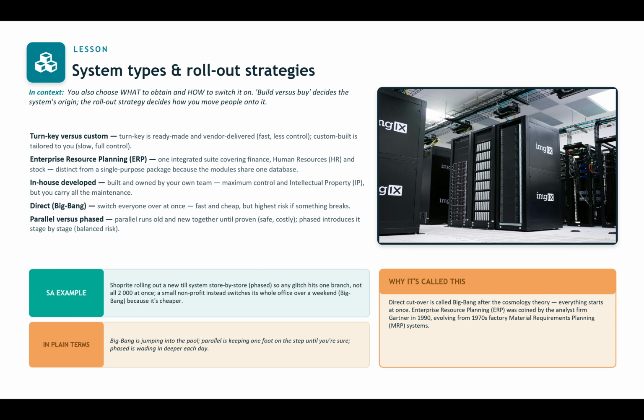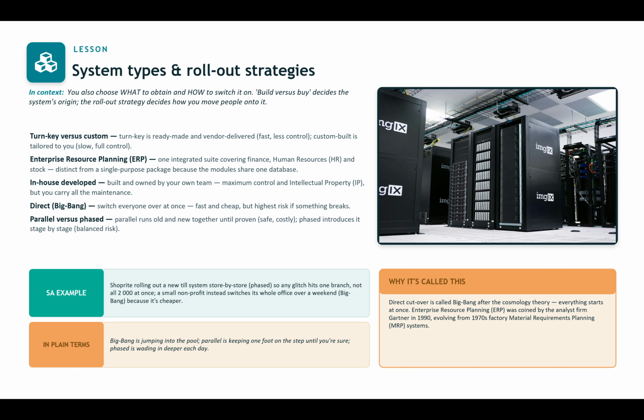But obviously, it's costly. Then you can also use phased, which introduces stage by stage. This also balances the risk a little bit, but it's slower. So if it's something that you want to be countrywide soon, phased wouldn't be the best, Big Bang would be the best. But obviously the risk with Big Bang would be too much. If something goes wrong, it means the whole country is brought to a halt.